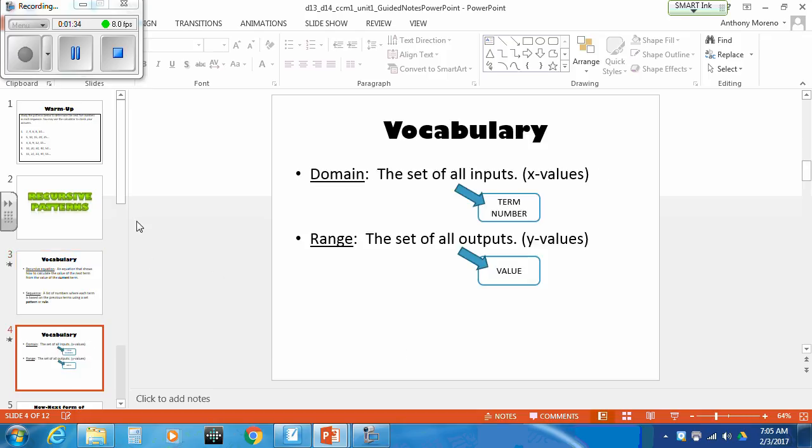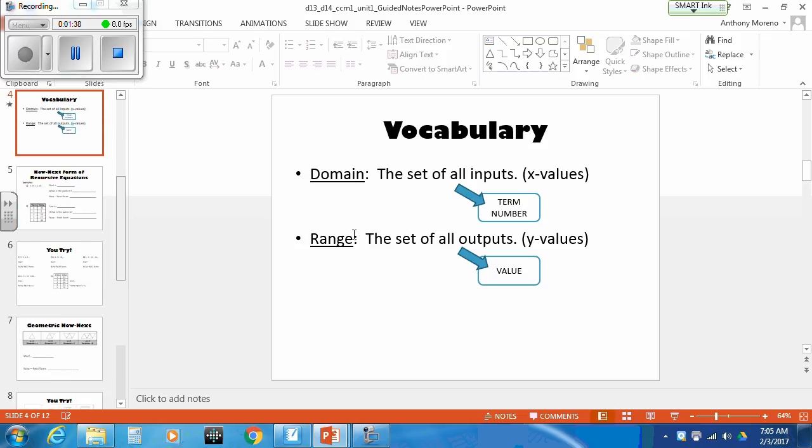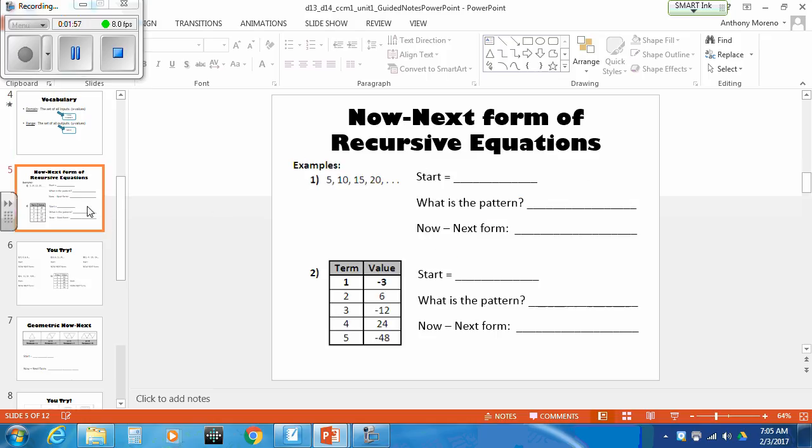The next vocabulary words we have are domain and range, and we're going to come back to those a lot. Domain is a set of all inputs, every number you're starting with or putting into your formula. Range is a set of all outputs, all the numbers that are going to come out of that formula. So domain would be the numbers that go into the now, and range would be the numbers that come into the next. And I'll explain that more in the next slide.